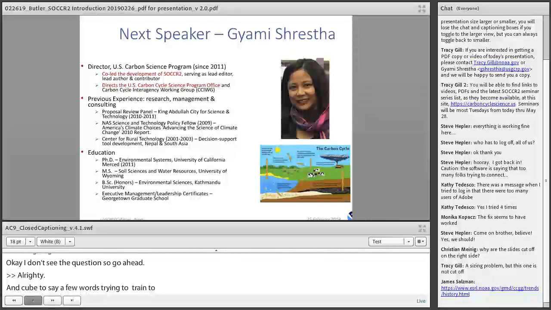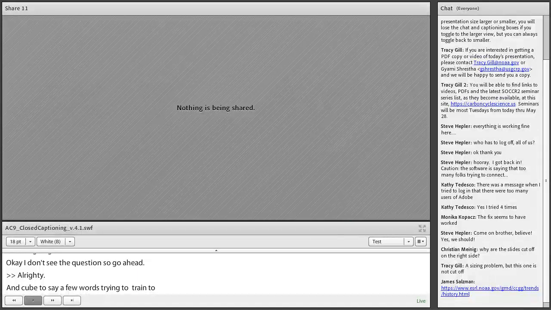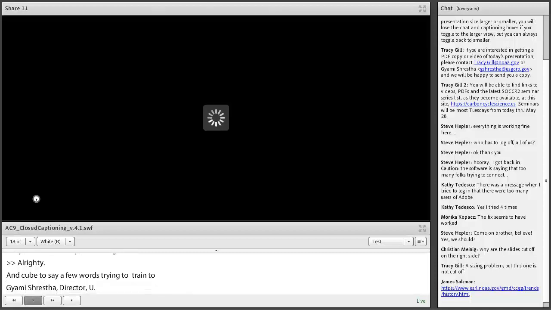Given that this represents 13 agencies, up to 200 scientists at any one time, and all their quirks, it's not a trivial task. I've thoroughly enjoyed working with Gyami these past years and find her dedication, perseverance, and overall commitment to the mission to be inspiring and invigorating. So, Gyami, you can take it away and give us the remainder on the SOCCR2 product. Okay, go ahead. Thank you, Jim. Thanks for your very comprehensive talk and that very nice introduction.